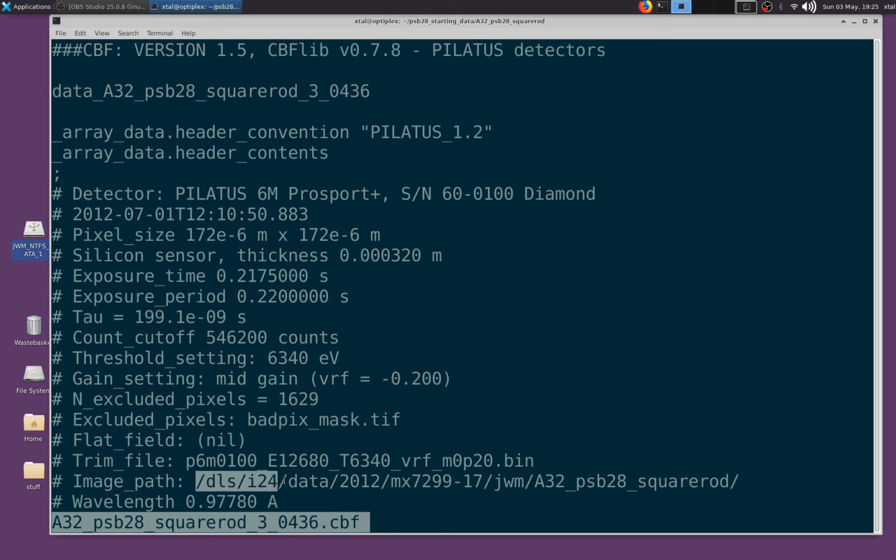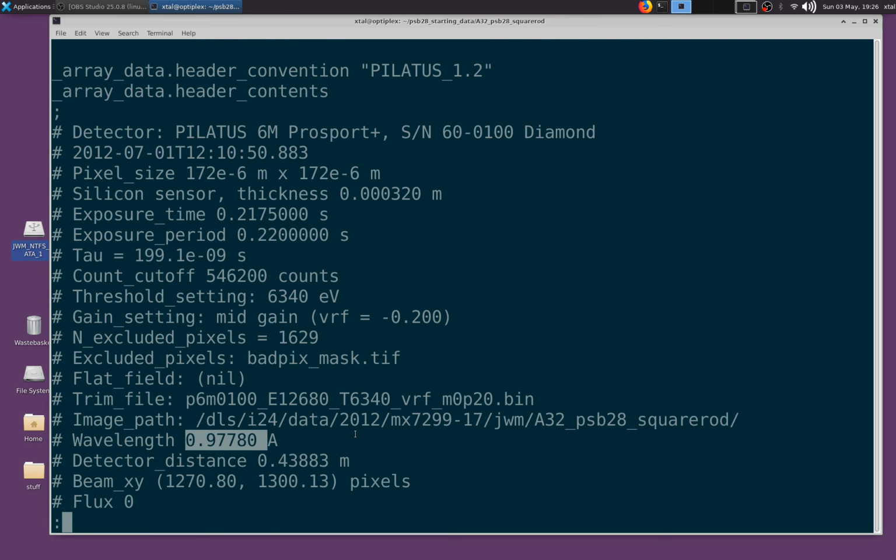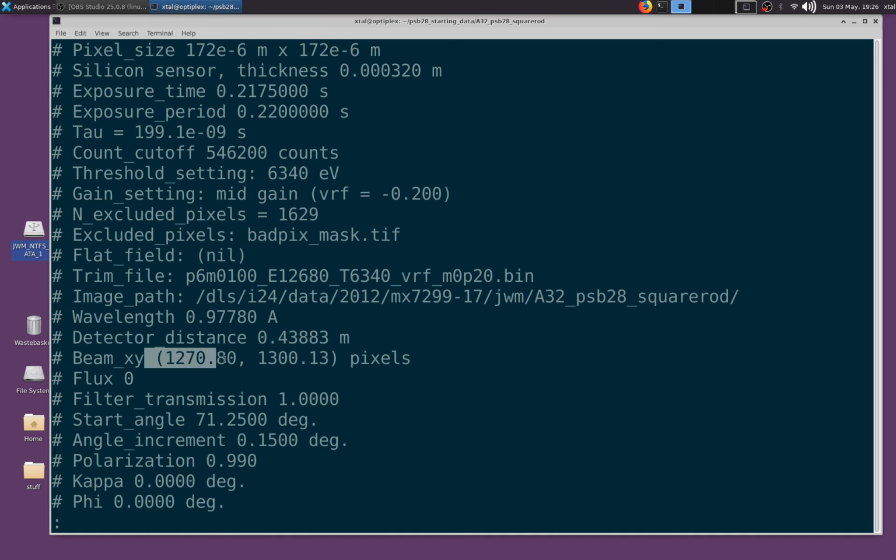These data were collected at I24 at Diamond in 2012 on this MX7299, which is the Imperial Data Collection Group, and it was crystal A32, and it was a square rod crystal. The exposure time was 0.2 seconds. The pixel size was 172 microns. The wavelength, which we will need to know later but should be in our data when we process it, is 0.9778 angstroms. We need to know the beam center in pixels, which our integration software will pick up.